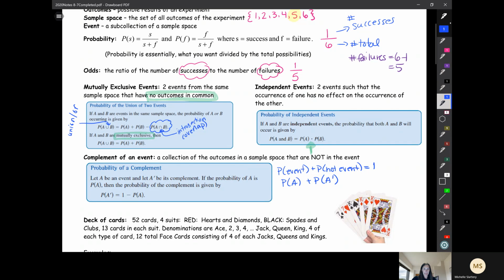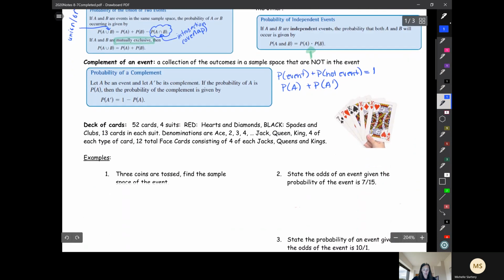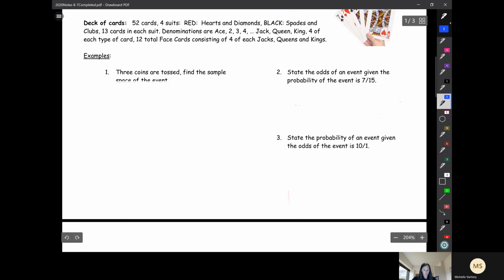The denominations: we have ace, which kind of represents a 1, then 2, 3, 4, 5, all the way up to 10. And then we have jack, queen, king. There are 4 of each kind of card, so there are 4 aces, 4 jacks, 4 kings, 4 sevens, and so on. Face cards are jacks, queens, and kings, so there are 12 total face cards. You can keep that for reference if you're not familiar with decks of cards.